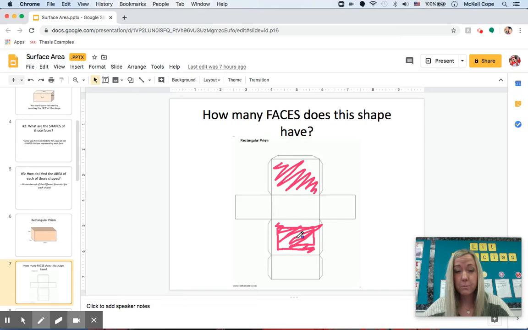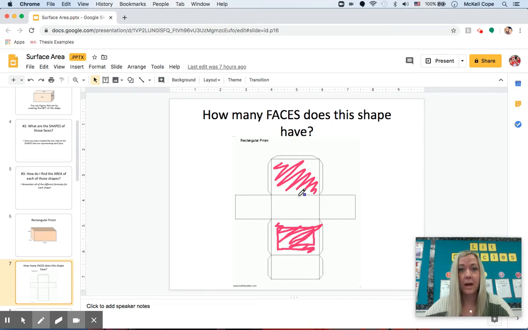And the reason that's important to know is that we can actually make less work for ourselves because if I have two rectangles that are exactly the same, I really only need to find it once. And then what can I do with that? I can just double it, right?